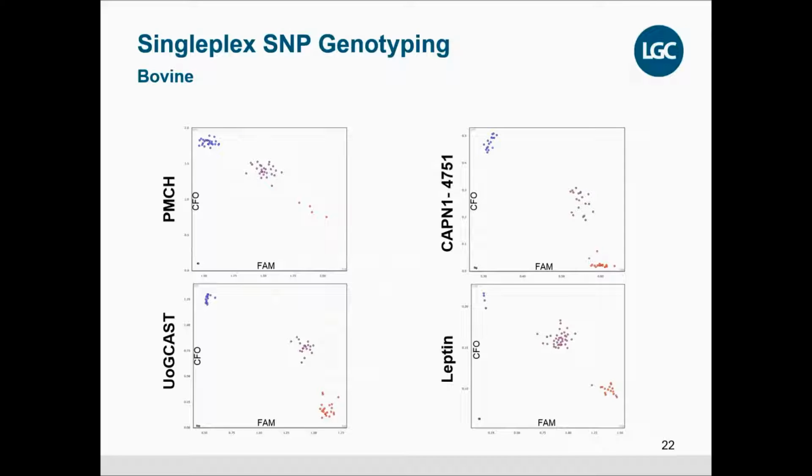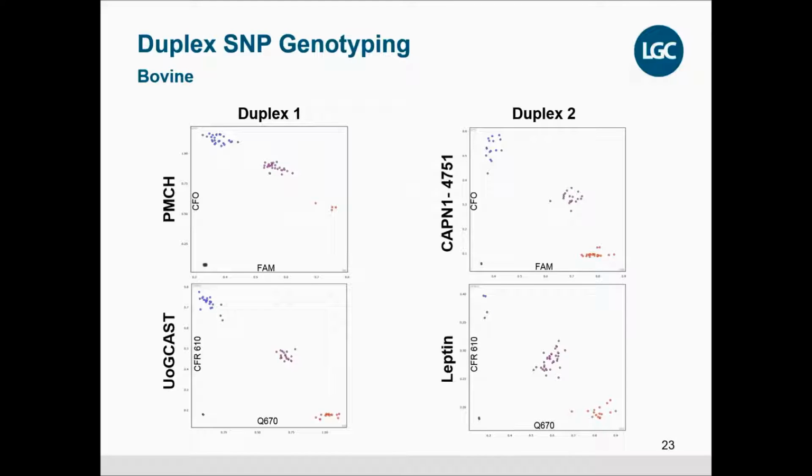So following the same format from the human data, we ran all of these assays in singleplex. In this case, we did have 3 clusters for all of our assays, but we still maintained very good cluster separation and good signal-to-noise ratio. So all of these in singleplex were just with CalFluor Orange and FAM.